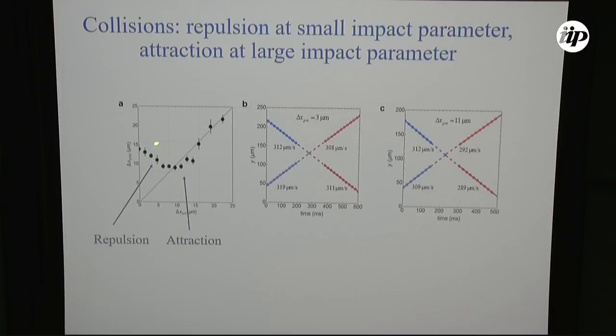They can not only repel each other, they also show some weak attraction. When the impact parameter is larger than half a width of the soliton, then after they collide, they become closer to each other. And these two plots just illustrate that the solitons preserve the same velocity before and after collision, or at least similar velocity. They can slightly be different from each other.